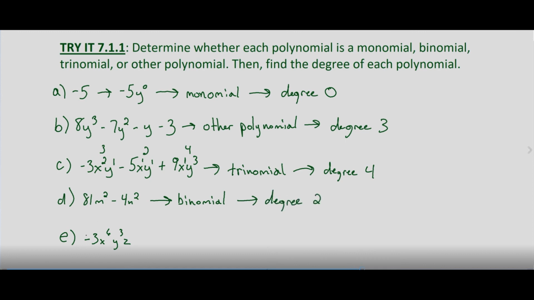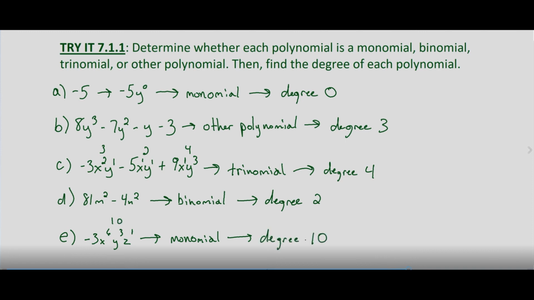And then part E, there's only one term, so that means this is a monomial. So since this is just one term, we add the exponents on all of the variables. So 6 plus 3 is 9, plus 1 is degree 10 monomial.